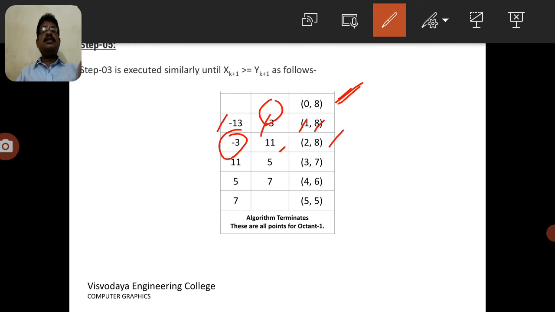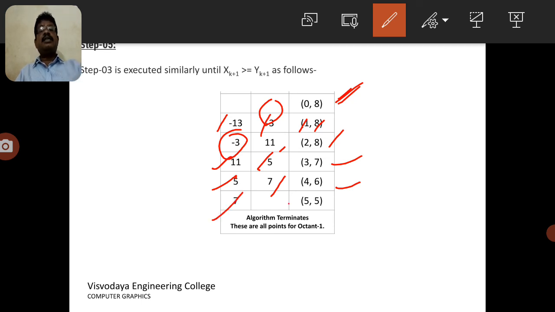And the next one is we will take the 11, so as the pk value, the next pk value is 5, and similarly the x value is incremented, y value is decremented. You can observe if it is positive, that means if pk is greater than or equal to 0, we will increase the x coordinate and decrease the y coordinate. Now here again the 5 is the positive value, go to the second case, and again we will find the next pk value 7. And here you can observe the 4, 6. X value is incremented, y value is decremented.